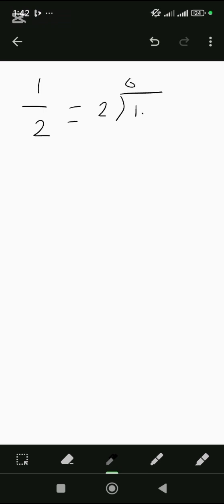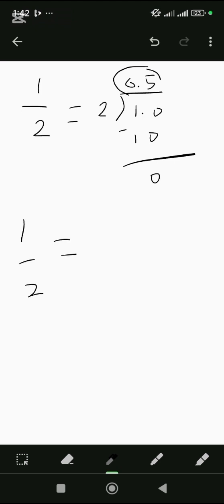We have a point here. And we can have a 0 here. We are going to look at this 1.0 as 10. So 2 into 10 is 5. So 2 times 5 is 10. And when we subtract this, we'll have 0. Okay? And we have succeeded in doing that. This means the answer is the one at the top here. And so 1/2 is equal to 0.5. We've just done the conversion.